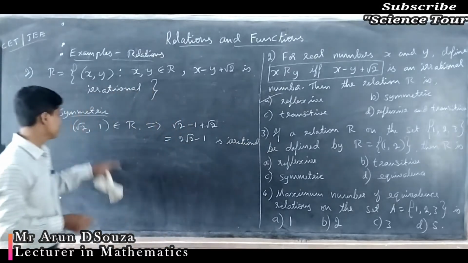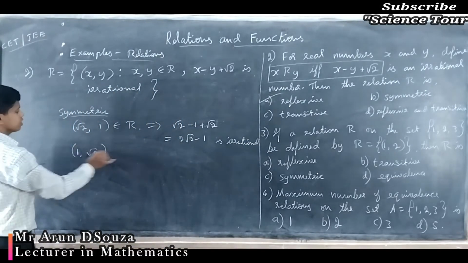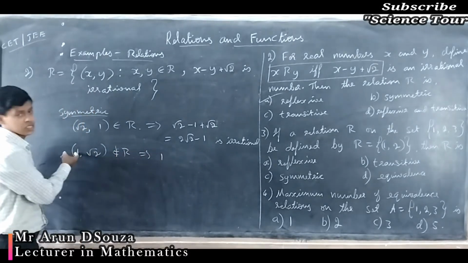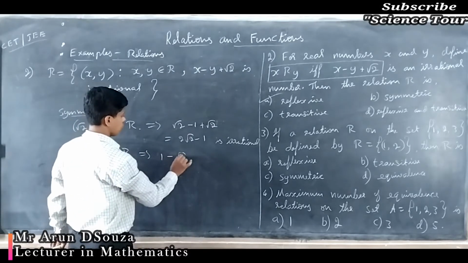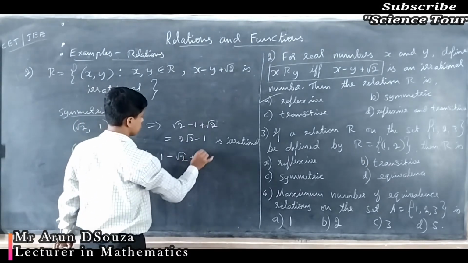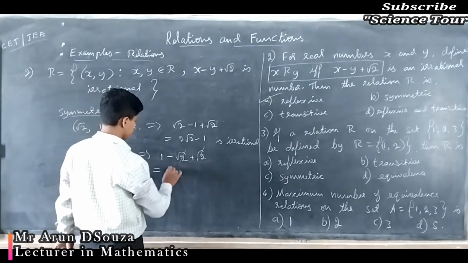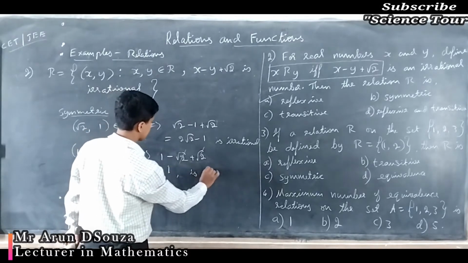Yes. So therefore this belongs. But what about 1 comma root 2? We already saw it. It does not belong. It is not irrational. Why? Because x is 1, y is root 2. So x is 1 minus y is root 2, and this root 2 is there already. So this will cancel. You will get 1. This is not irrational. This is rational.